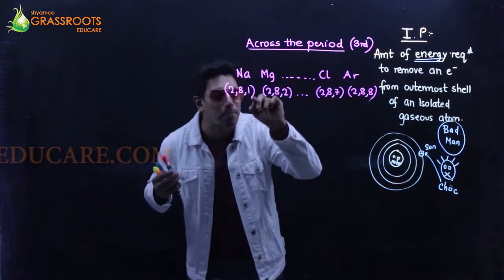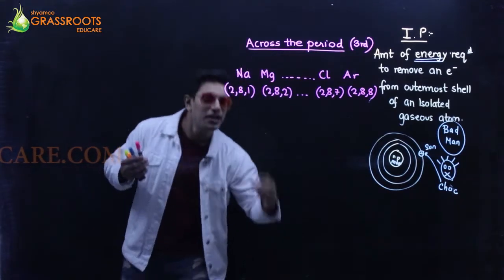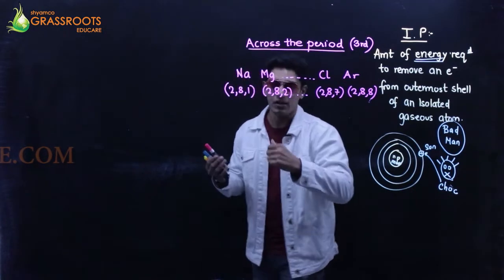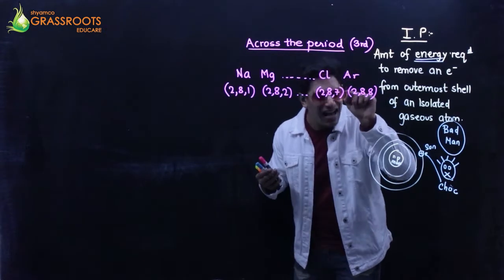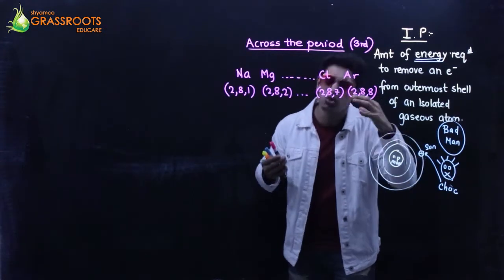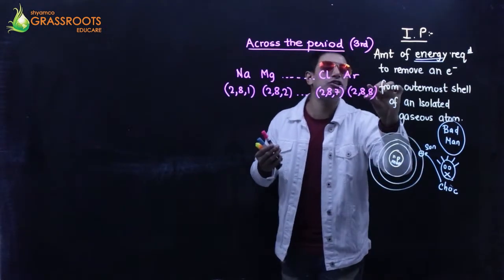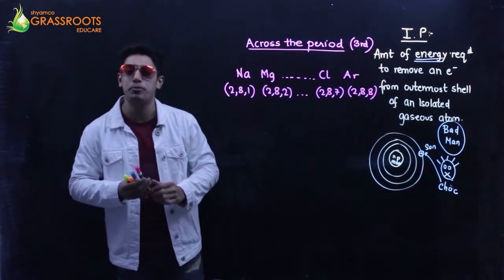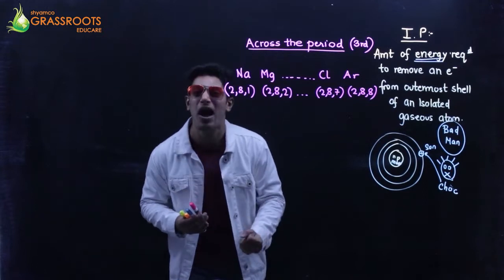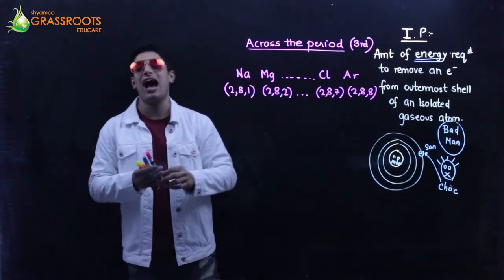So I have to supply less energy to remove 1 electron. In contrast to this, out here, argon, I need to supply so much energy in order to remove 8 electrons. So in which case is the ionization potential, the energy required, more? Can I say argon.